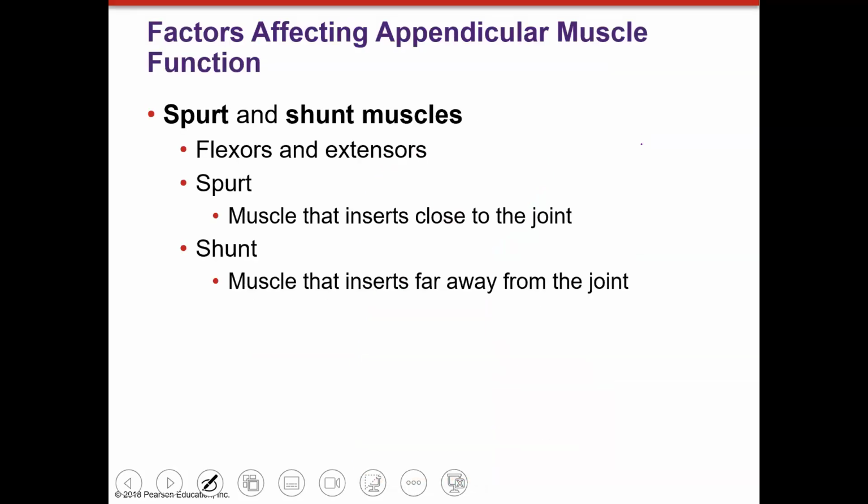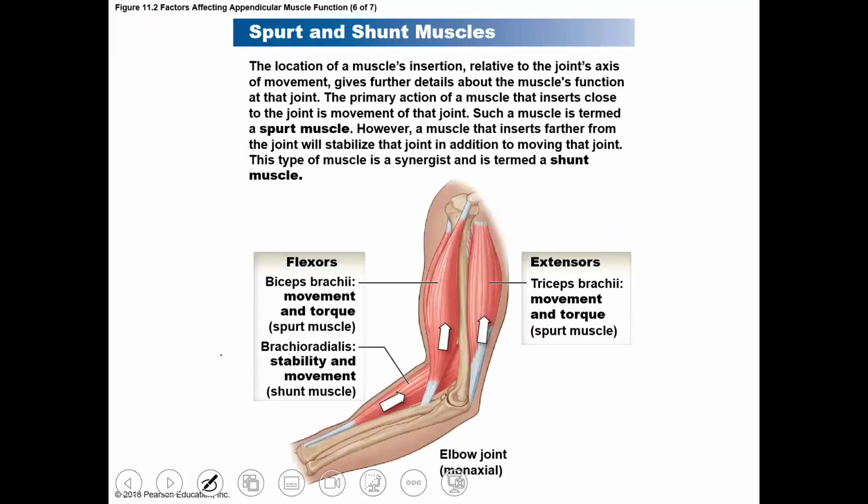Analyzing these action lines across the shoulder helps determine the actions of the muscle on the humerus, or that upper arm bone. We have spurt and shunt muscles, so flexors and extensors. A spurt muscle inserts close to the joint. A shunt muscle inserts far away from the joint. We see biceps and triceps here, biceps being flexion, and the spurt muscle would be that biceps. Triceps would be a spurt for extension, and then shunt for the brachioradialis, being stability and movement here.